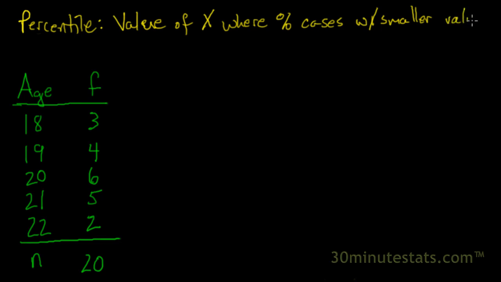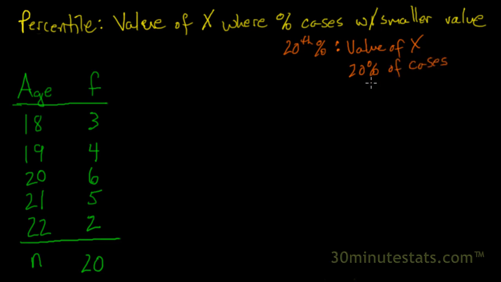Okay, with smaller values. So if you're looking for, by way of example, let's say we had the 20th percentile. We might say that this value of x would be the value of x where 20% of observations were less. 20% of the cases are smaller or have a smaller value. Okay, and so this is really good for comparing values.